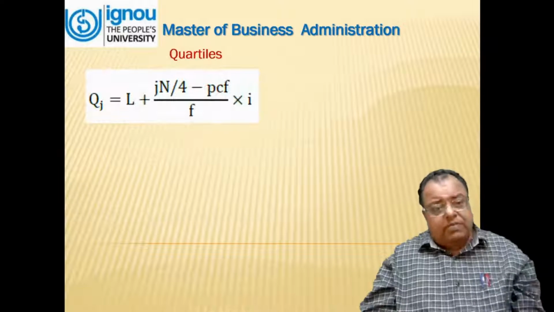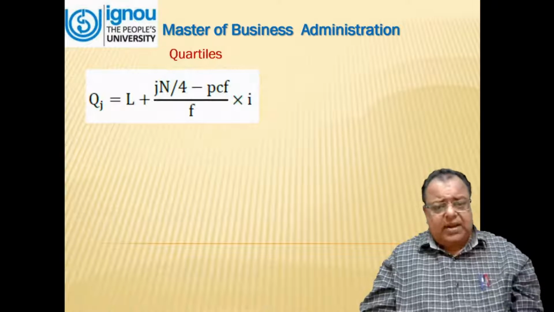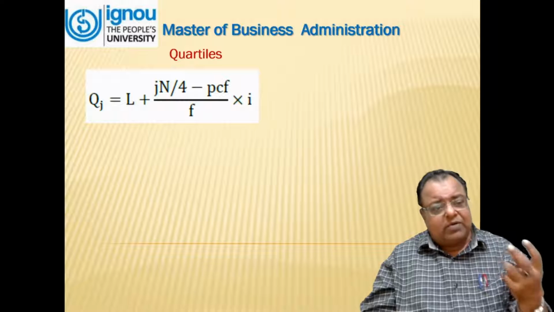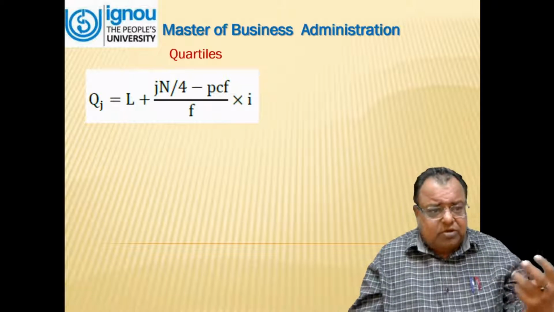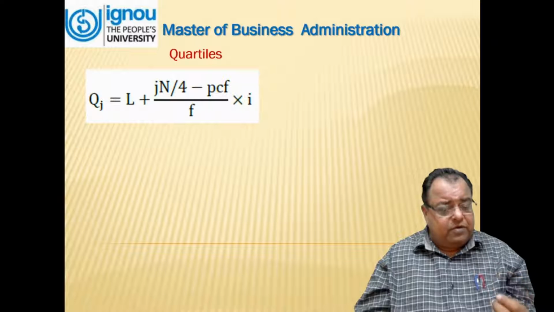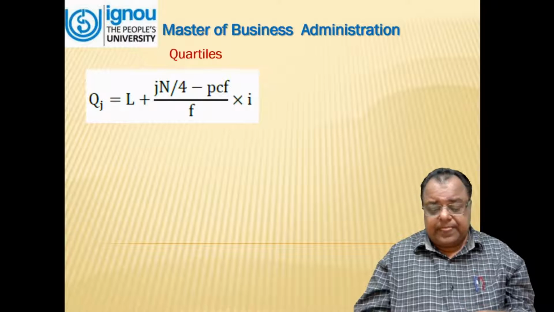The formula for calculating the quartile is similar to what we used to calculate the median. Here we have to calculate the quartile, so similarly we have to modify the formula. So Qj is equal to L plus jn by 4 minus PCF upon f into i.